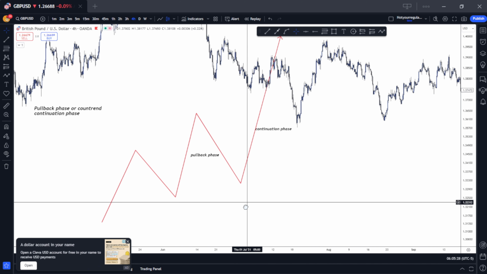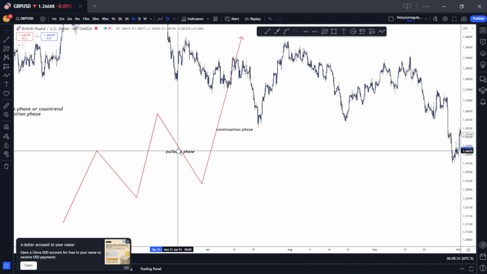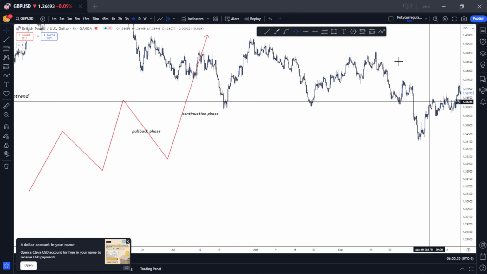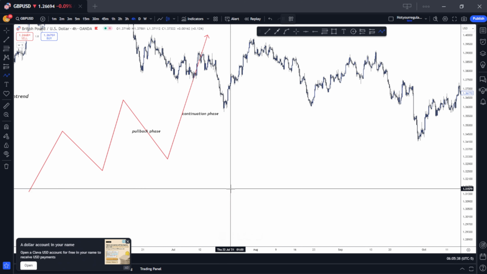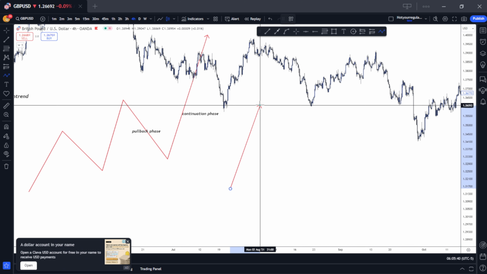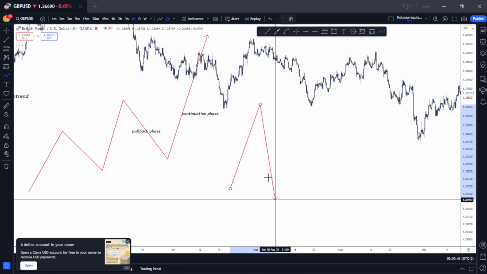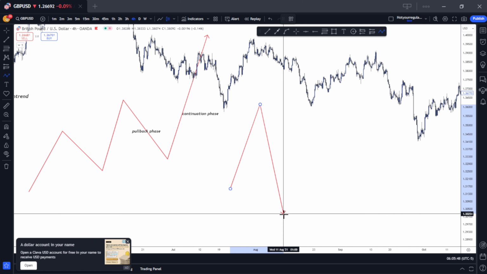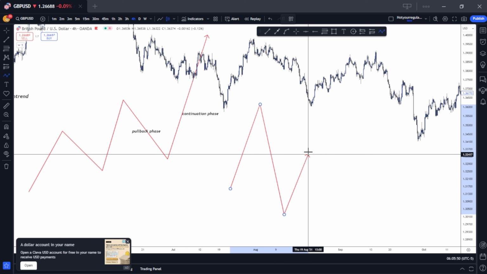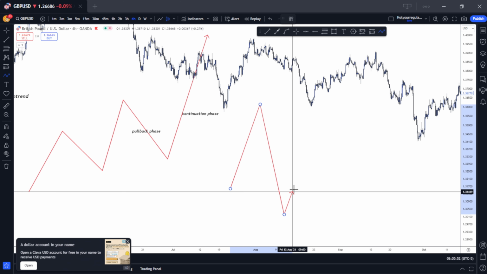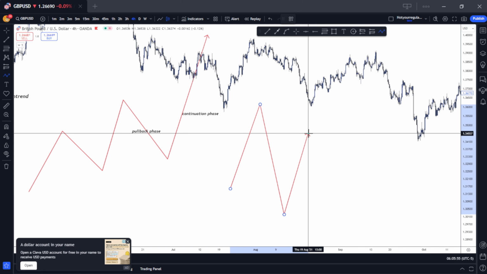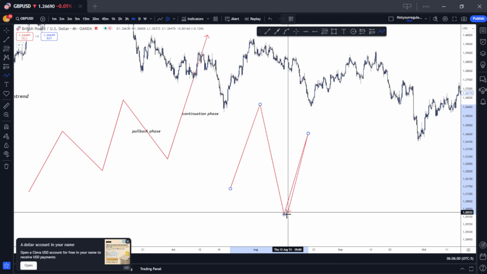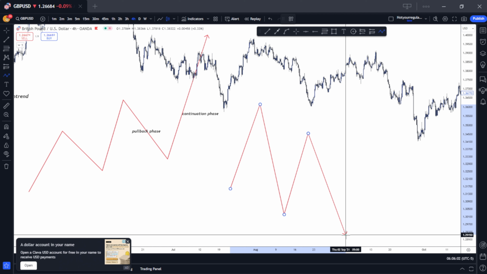So this is an example for an uptrend, the pullback phase and the continuation phase. Now for a downtrend. When the market creates this lower high and the new lower low, this move back here, going back to the upside, is our pullback phase. Then this move going to take out this lower low is our continuation phase.